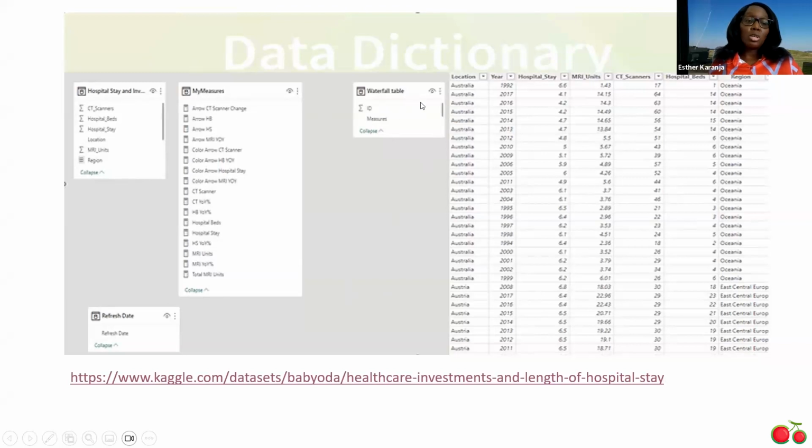Also, I created a waterfall table, and this waterfall table just shows the decrease and increase in the KPIs year over year. And then we have our refresh days, just showing when the data are being refreshed.